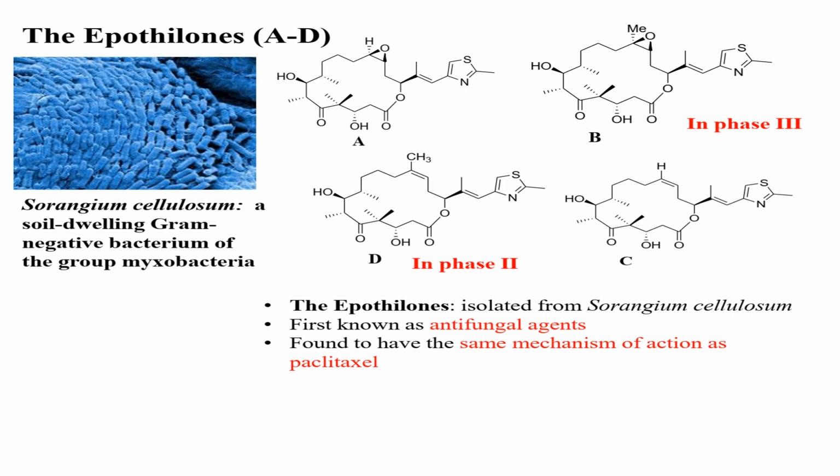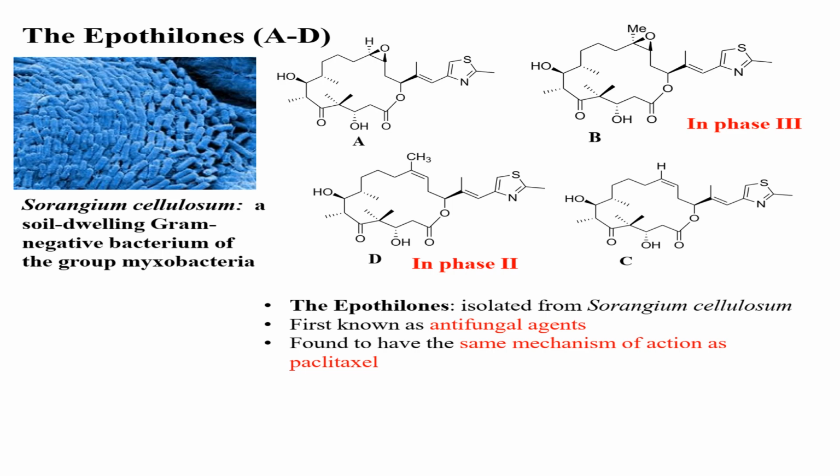Epothilone A to D are also obtained from Sorangium cellulosum, a gram-negative bacteria of a group of myxobacteria. Such type of endophyte can act as a source of different secondary metabolites. So these epothilones A to D with different structures can be obtained in phase 2 as well as phase 3 clinical trials, and for the first time they can be isolated as an antifungal agent.